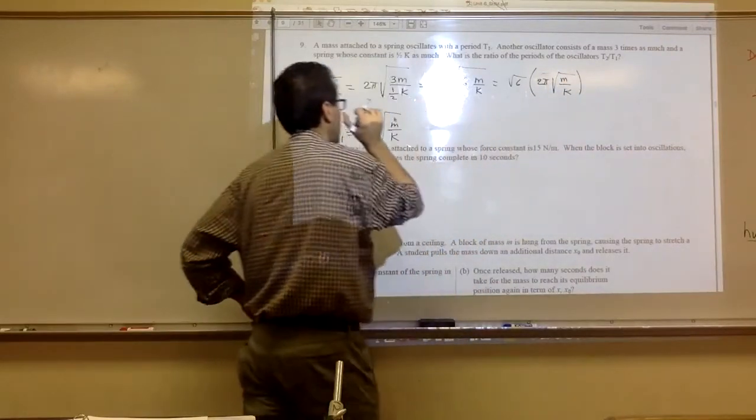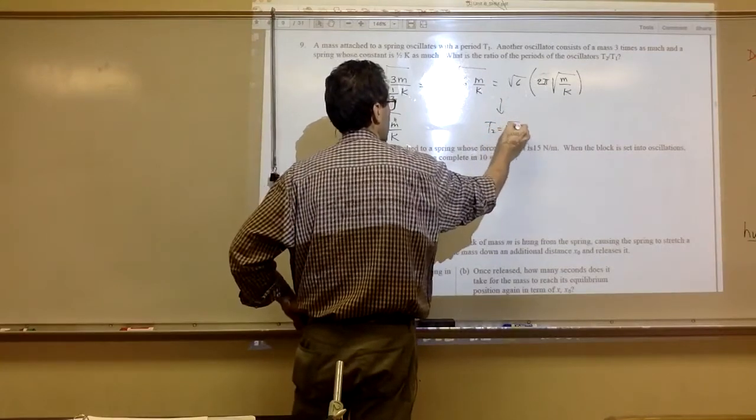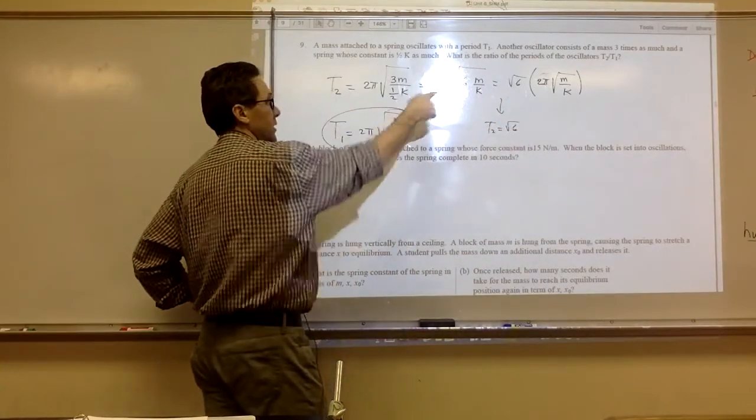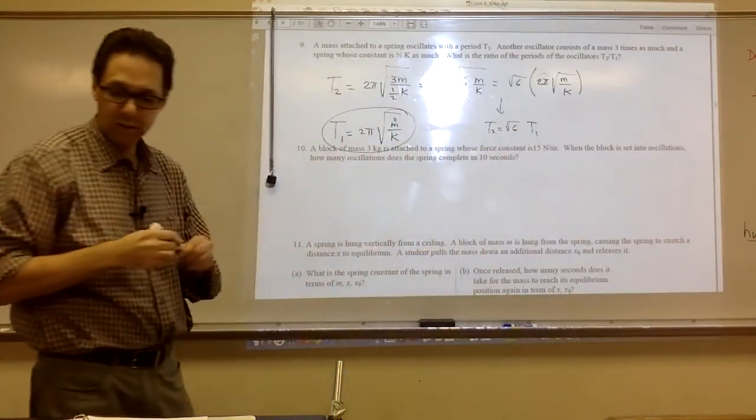Okay, so basically I can see from here that T2 is radical 6 times T1, which is right here and it's sitting there, times T1. So T2 over T1 is radical 6.